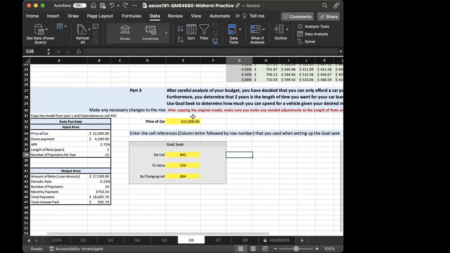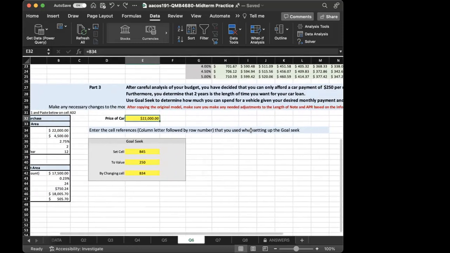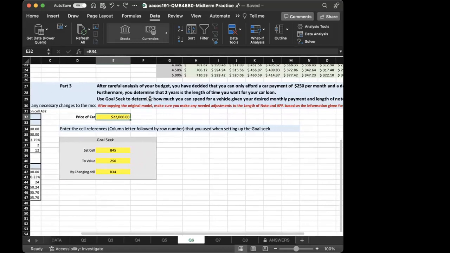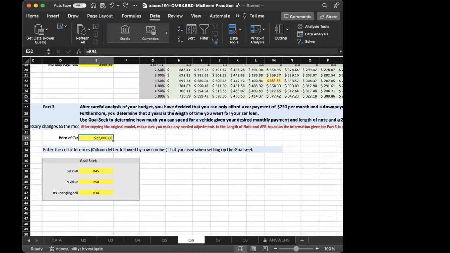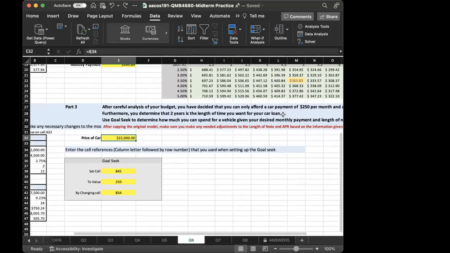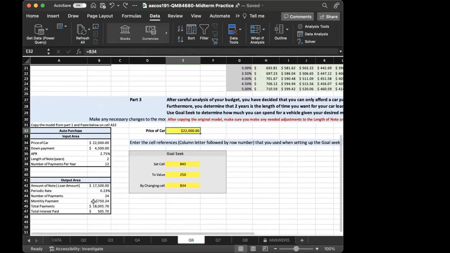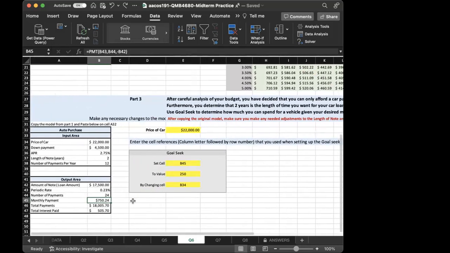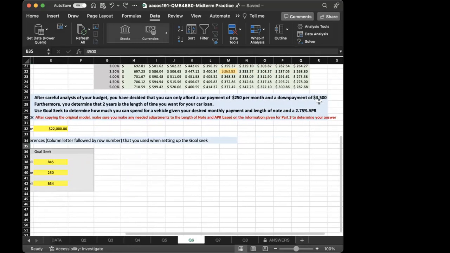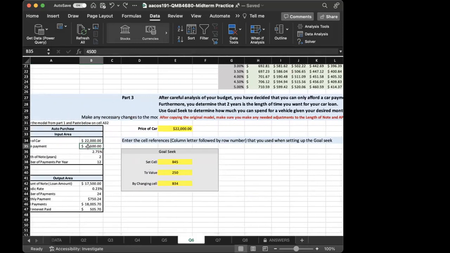So at the moment, the price of the car is 22,000, as you can see here. So that's what we would write here. And basically, it is telling us that we can only afford $250 per month, meaning that our monthly payment at the moment is $750. We shouldn't change this at all because we're trying to see what has to change to make this monthly payment reach $250. But what we could change is our down payment. So it says that we have a down payment of $4,500. So that's exactly what we would write down here.